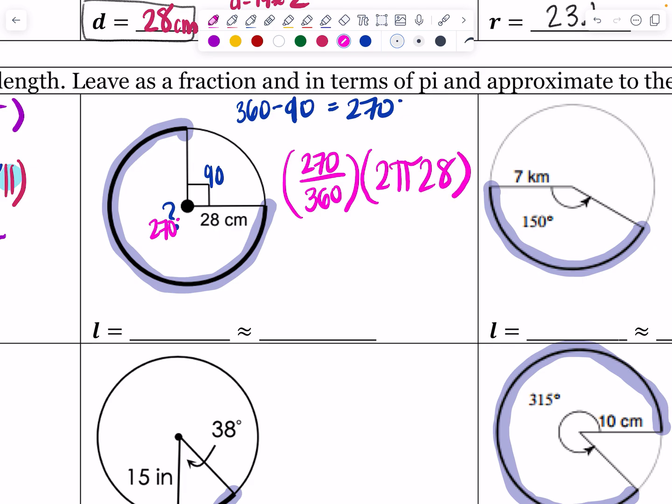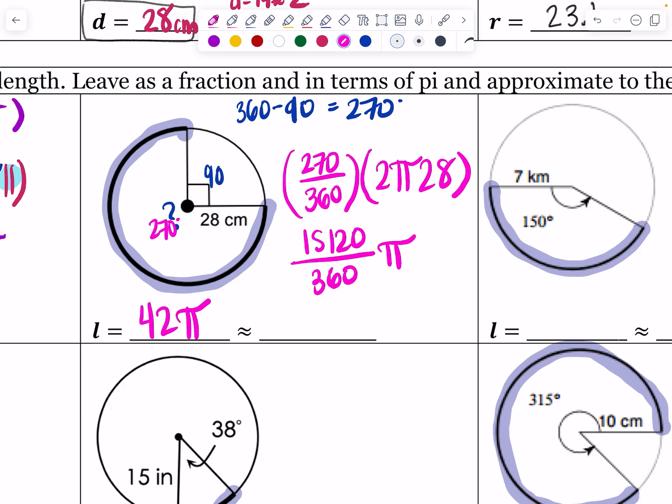So again, I'm going to multiply across the numerator to find this fraction. 270 times 2 times 28 gives me 15,120 over 360 pi. So I'm going to use that as a fraction divided by 360, and I'm going to turn that into a fraction. That's actually going to give me a whole number. That's going to be 42 pi.